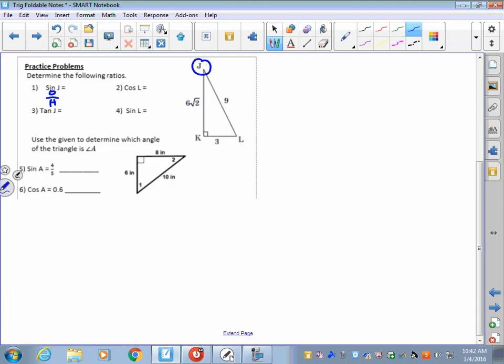3. What is the hypotenuse? 9. So we would write 3 over 9, and we would reduce that. That would end up being what? 1/3. All right, we got the sine of J.